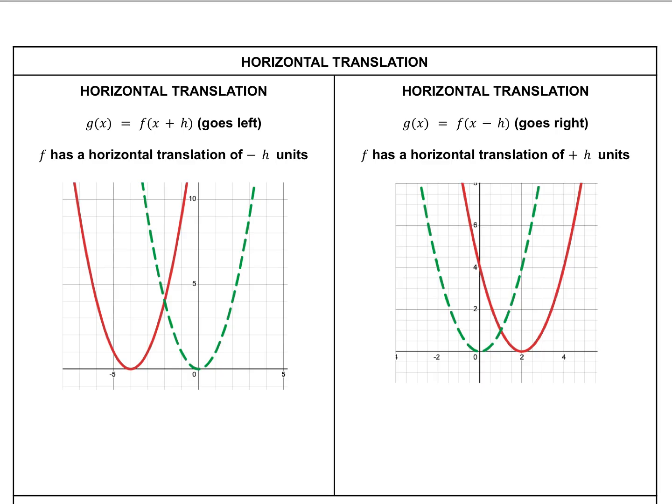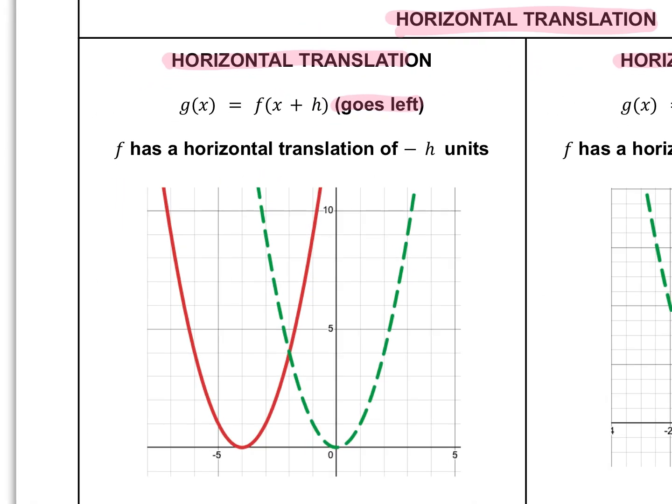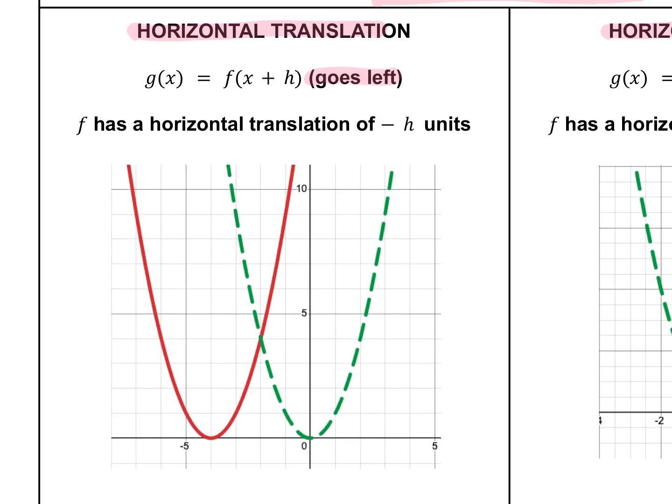Okay, the next one is the horizontal translation. We are still on the translations and we're not changing anything. Earlier, we had our vertical translation. This time, we're going to look at the horizontal translation. I put the same horizontal translation here because one goes left and one goes right. So let's look at g(x) = f(x + h). This plus h is going to be written as a negative h, and that's going to be going on the left side of the graph.